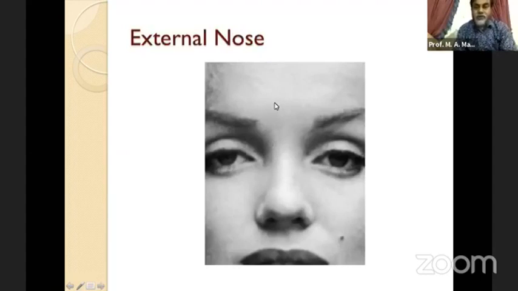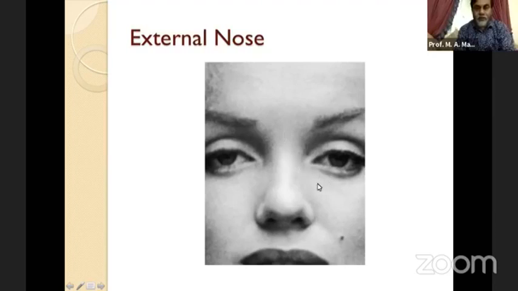Look at this nose. Can we recognize the face of this? Anyway, this is the external nose, and the external nose has a bony part and a cartilaginous part, and they are covered by skin and connective tissue. So external nose has a bony part. What are the bones? If you look at this face, this is the frontal bone here, and this is the nasion. There are two nasal bones here, attached with the frontal bone.